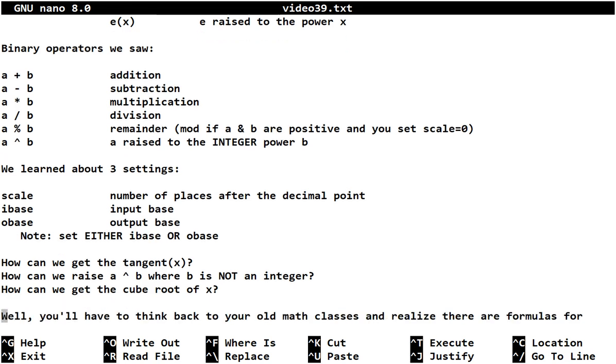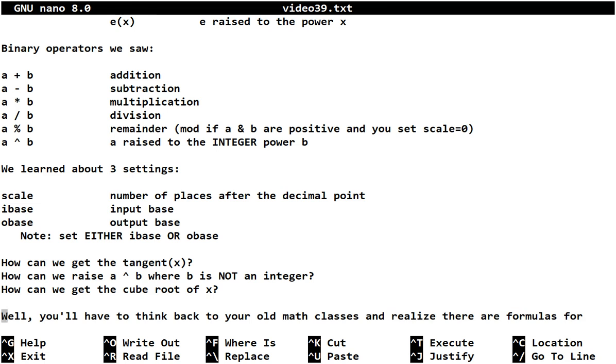So here are 3 questions we want answers to. How can we get the tangent? Sine and cosine were built in, but tangent was not. How can we raise a to the power b when b is not an integer, when it's some arbitrary floating point value? And the last one, how can we get the cube root of x?